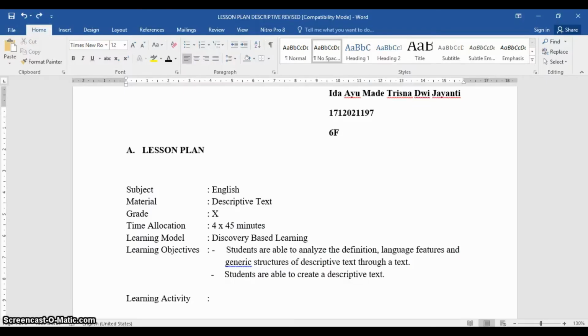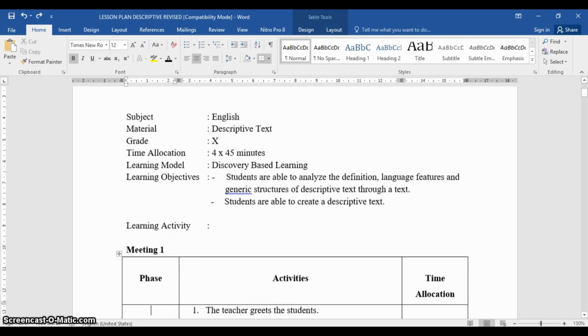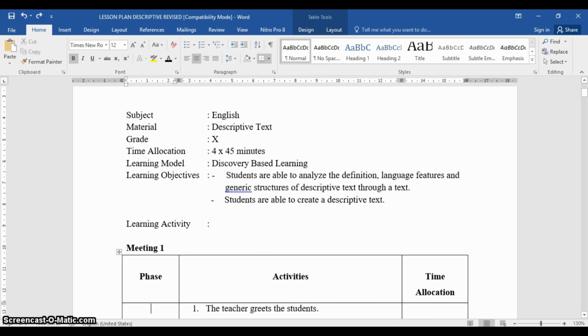Okay, let's continue to the descriptive text. In this lesson plan, I teach descriptive text using the discovery-based learning model in the 10th grade. The learning objectives are: students are able to analyze the definition, language features, and generic structures of the descriptive text through a text, and students are able to create a descriptive text.